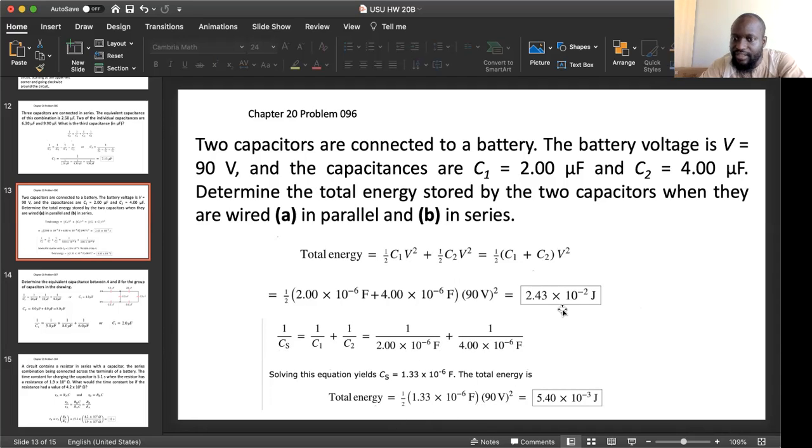So these are the two different answers. It's half times CV squared, but the C for parallel is the sum of the individual C's. You get the first answer. Half times CV squared for the second answer, the B part, but the C for series is found by solving 1 over C1 plus 1 over C2, and then taking the inverse of your answer again. So whenever you add these two together, you take the inverse of this result to get this one. Then that is what you put as half CV squared for the series connection. That's how you get these two different answers right here.